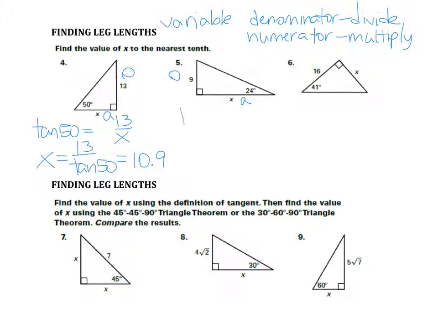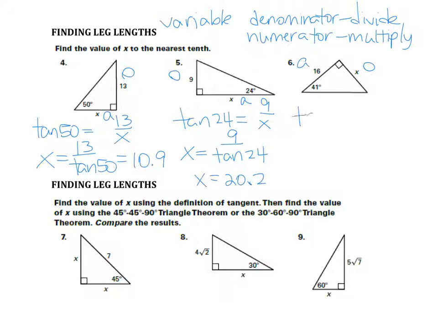So label in relationship to the angle. Tangent of the angle is the opposite over the adjacent. Once again, it's in the denominator. So we divide. And this last one, opposite over adjacent, has our variable in the numerator. So when it's in the numerator, we multiply.